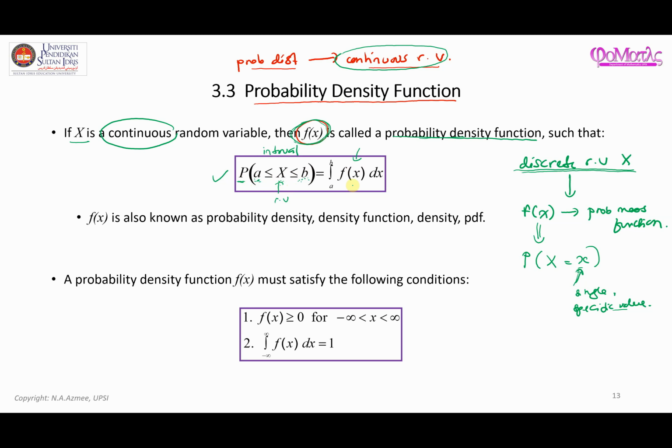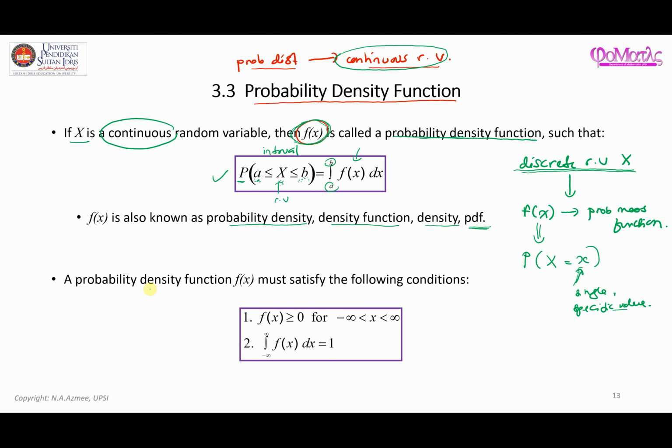Here we supply the probability density function. So we integrate this function with respect to x, and the limits are a and b, where a is the lower limit and b is the upper limit. Other common names are probability density, density function, density, or PDF. So PDF is the probability density function.